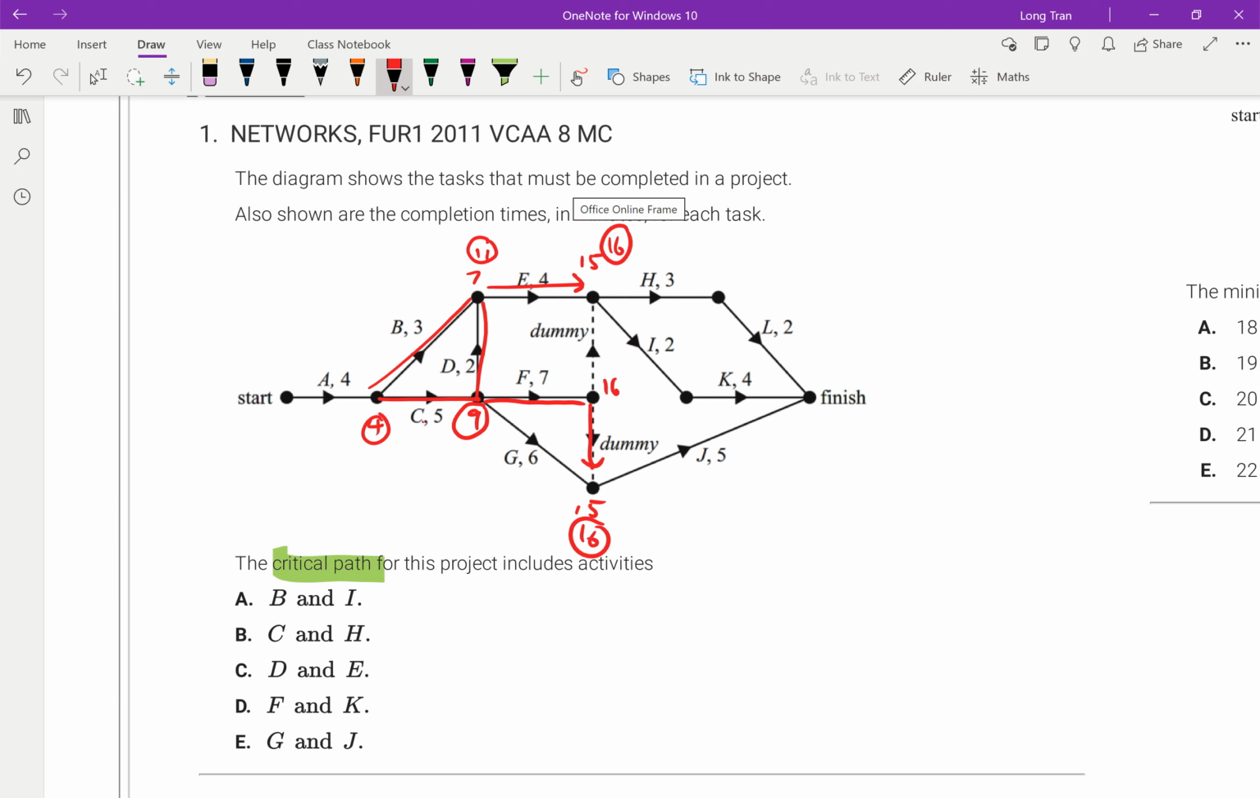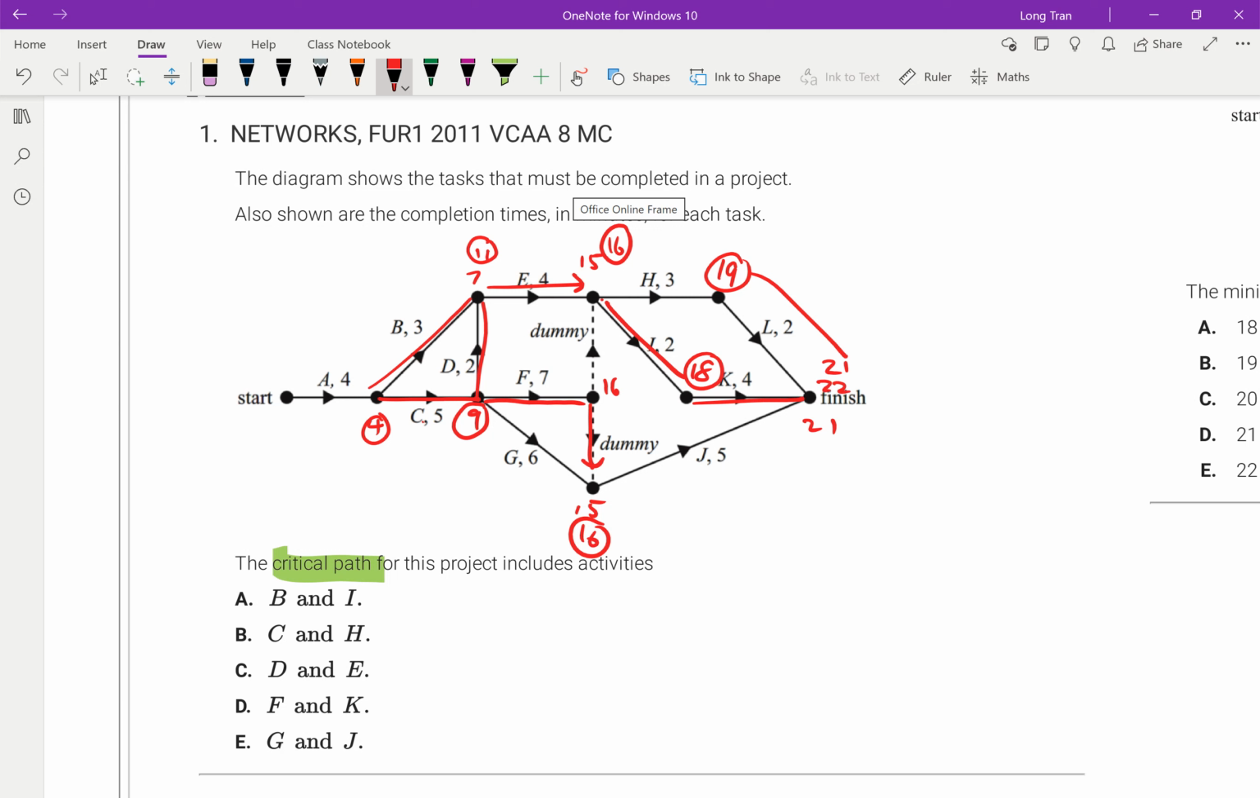Now, out of these 2 points, I've got 16 to get to the finish line. 16 plus 5 gives you 21. Or you could go from this route, 16 plus 3, which is 19. That's the best route that I can get to there. And then 19 plus 2 also gives me 21. But then notice from here, 16 plus 2 gives me 18 as the best route here. And 18 plus 4 gives me now 22.